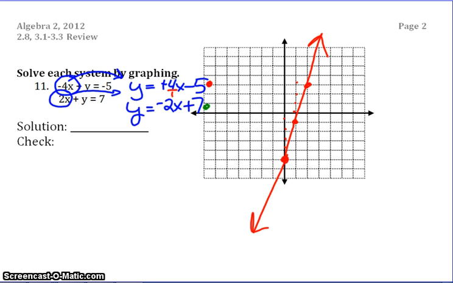This will be my green value. Now I start at 7. 1, 2, 3, 4, 5, 6, 7 right here. And now for every 2 I go down, I go 1 to the right. 2 down, 1 to the right. 2 down, 1 to the right. All right. So I can graph that.